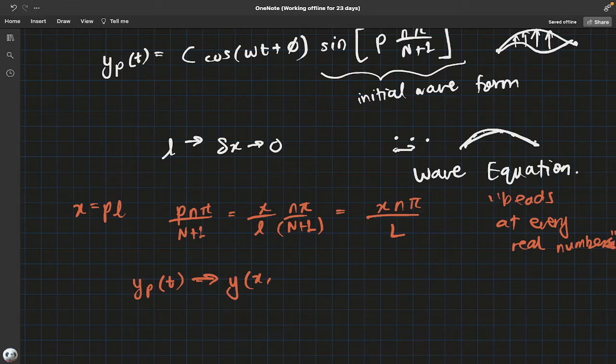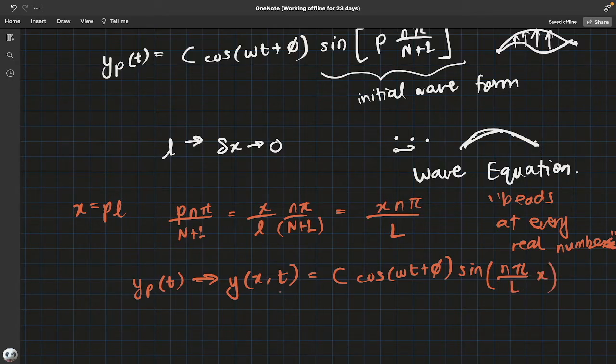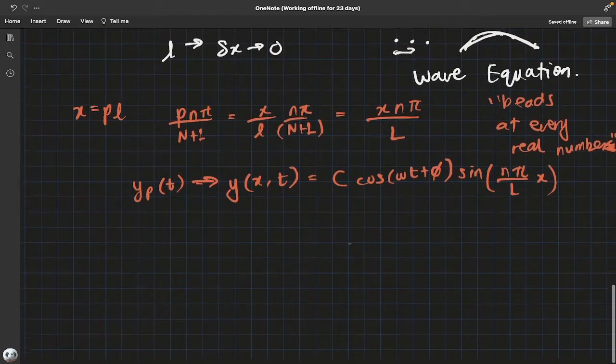There's no s there, my bad. So there's beads at every real number. So it's a function of x and t. And our solution, we should expect to look like cosine(omega t plus phi) sine(n pi x over L). So this is what our solution should look like.